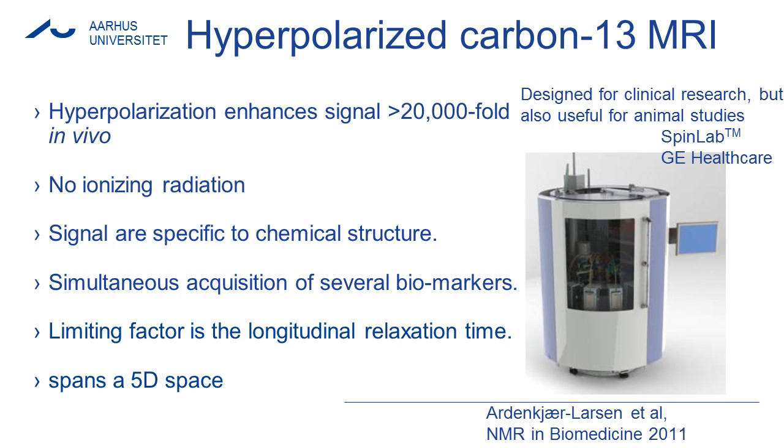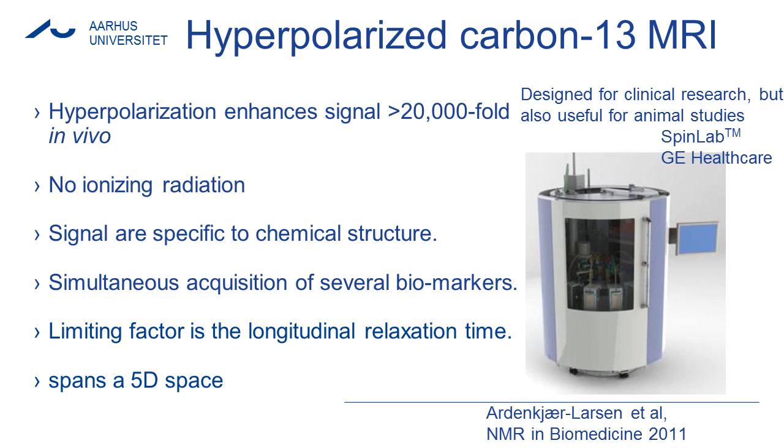Also, we are able to enhance the signal of the tracer itself by more than 20,000-fold in vivo when we use hyperpolarized agents. It's also a method that doesn't rely on ionizing radiation, and because it is MR, the signal that we register is specific to the chemical structures, meaning that we can use multiple components simultaneously and therefore acquire and see different things at the same time.